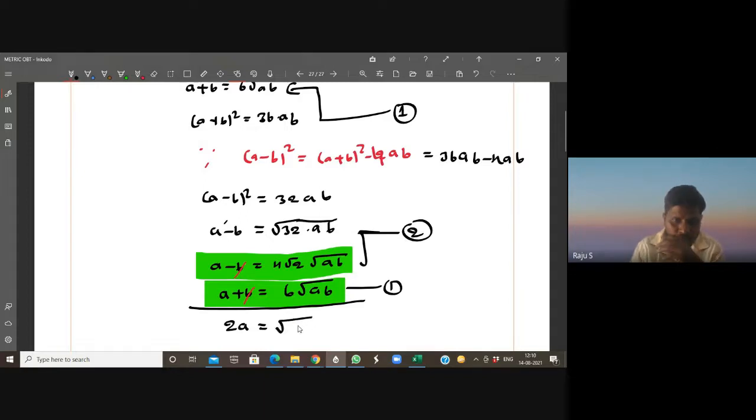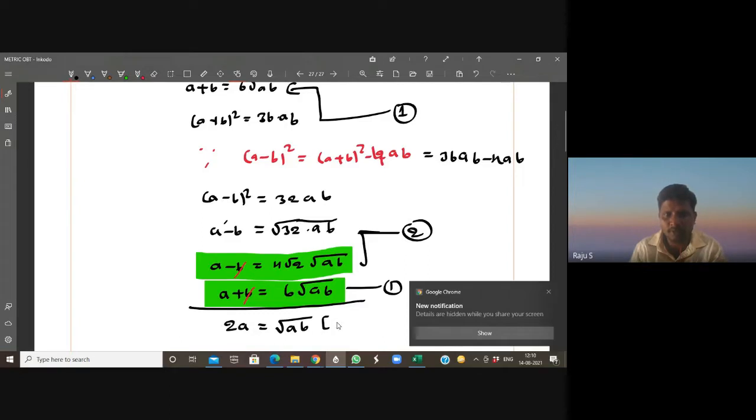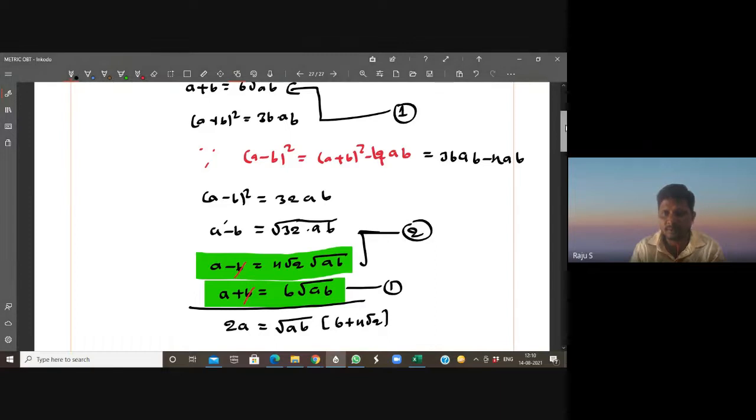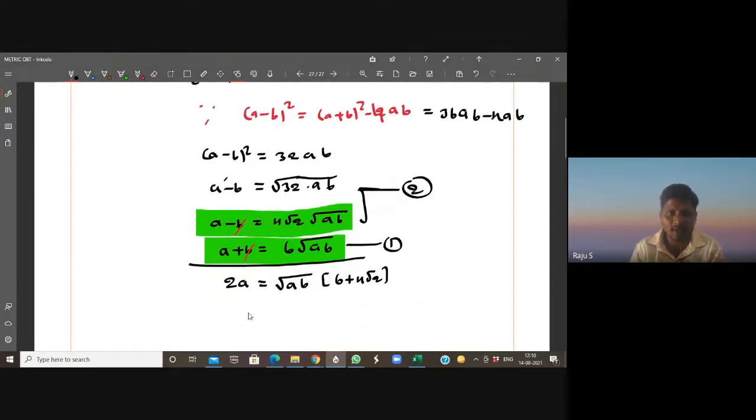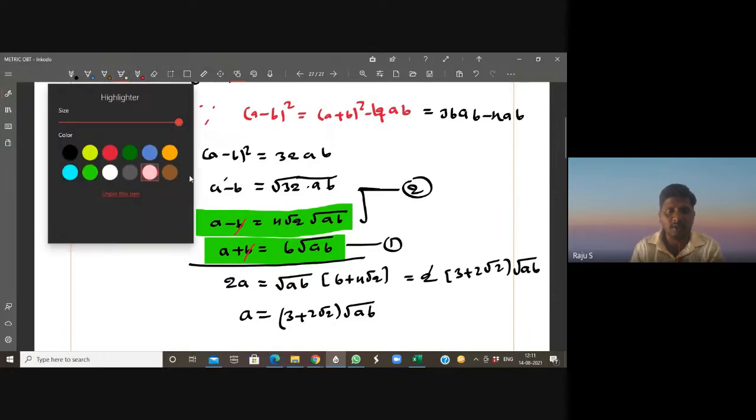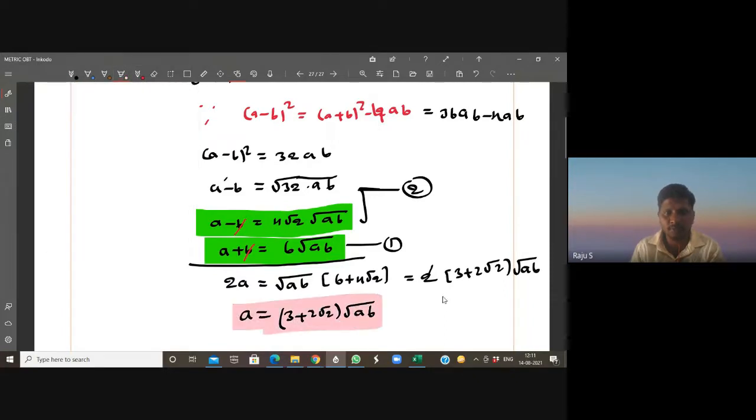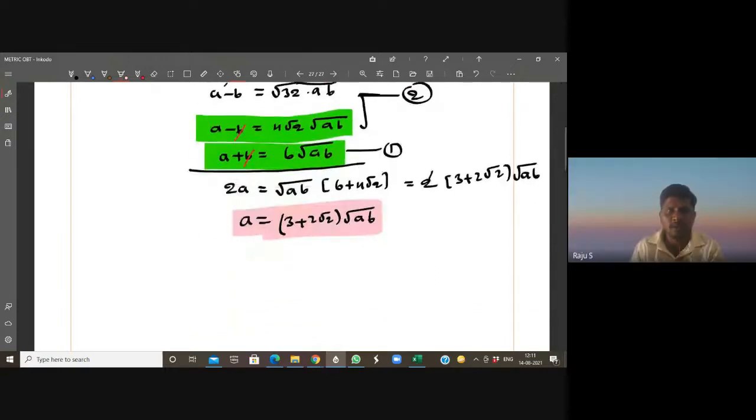square root of AB is common, then 6 plus 4 root 2. So this is 2A. Then A value is, 2 get cancelled, 3 plus 2 root 2 times square root of AB. When I take 2 common, 3 plus 2 root 2 of square root of AB. So 2 gets cancelled. This is A. Then what about B? Substitute the A value in any one of the equations, you will get the B value.